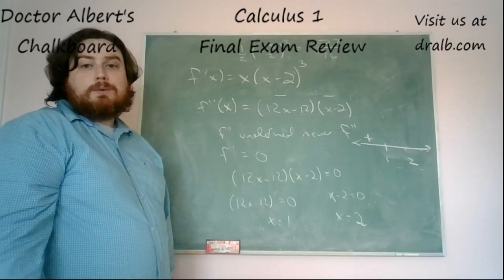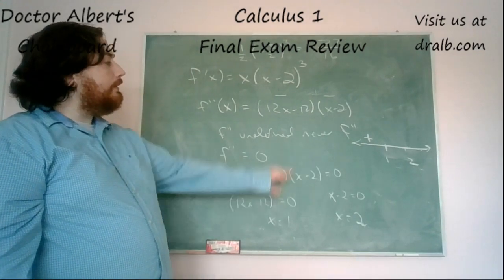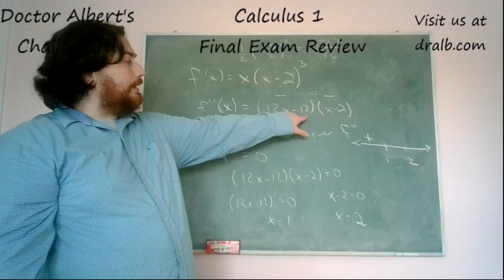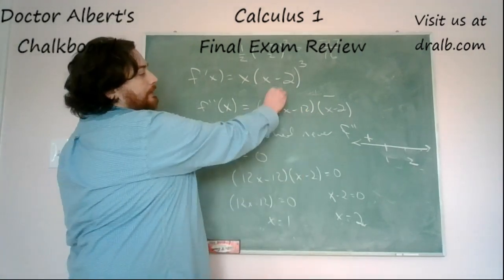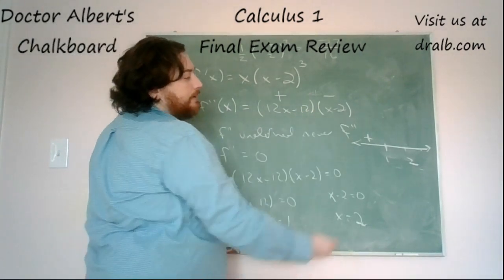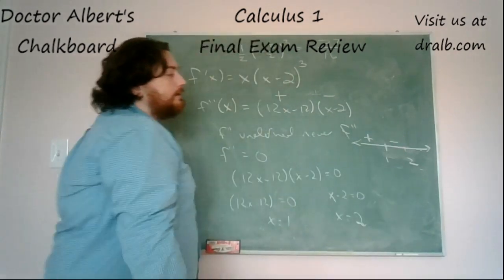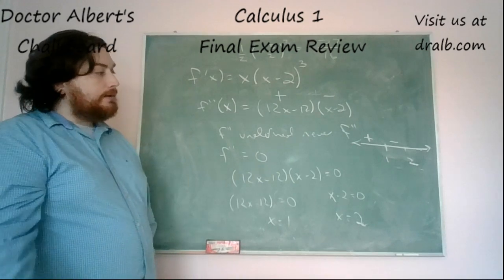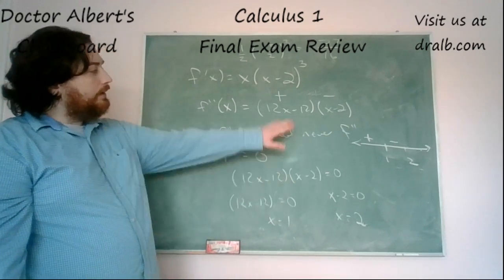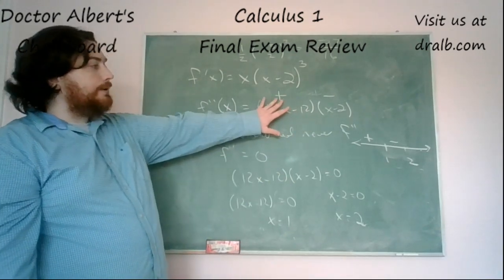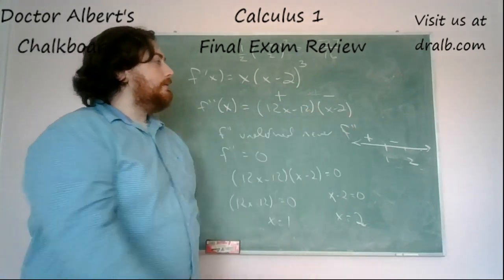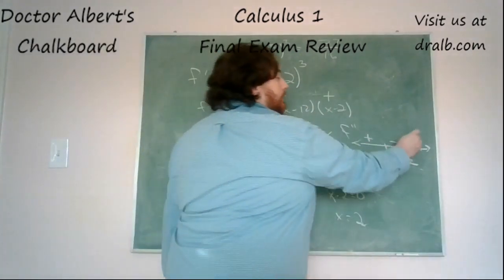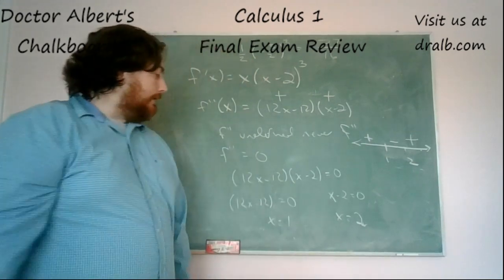And then between 1 and 2, say 1.5, I would get 18 minus 12 is positive. And 1.5 minus 2 is negative. So a positive and a negative is negative. And the last thing I need to plug in is say 3. 36 minus 12 is positive. 3 minus 2 is 1, which is positive. So a positive times a positive is positive.